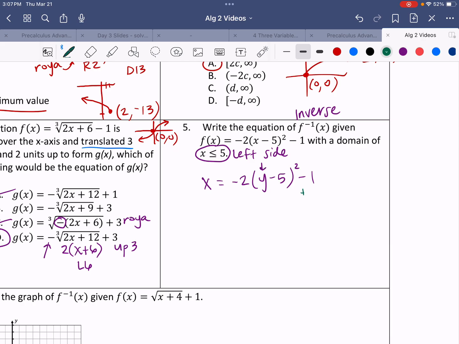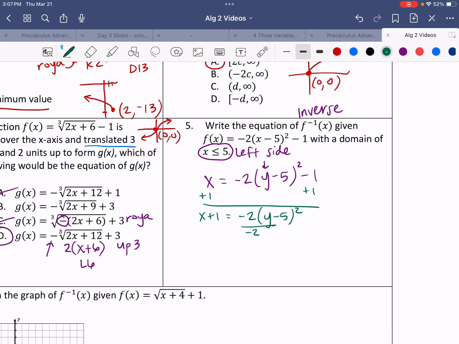So I'm going to add 1, x plus 1 equals -2 times y minus 5 squared. We're trying to get the y minus 5 squared by itself. So I'm going to divide it all by -2, and I can really just leave it like this. X plus 1 all over -2 equals y minus 5 squared. Now I can take the square root of both sides, but I don't want to put plus or minus here. I have to choose if it's the positive or negative square root based on the restriction.